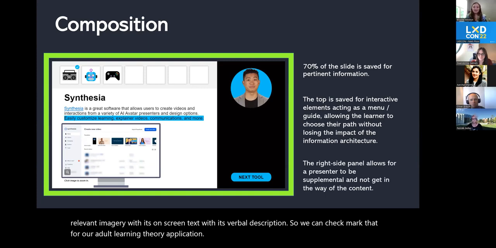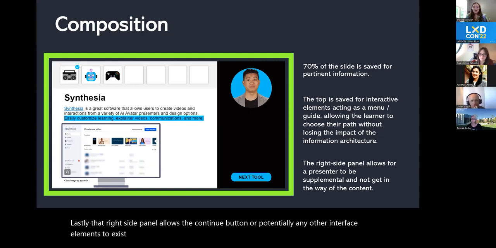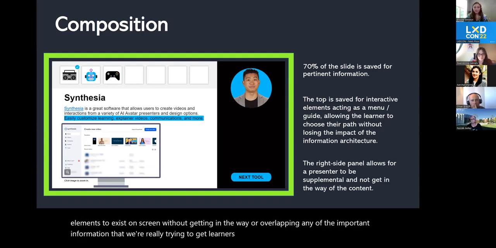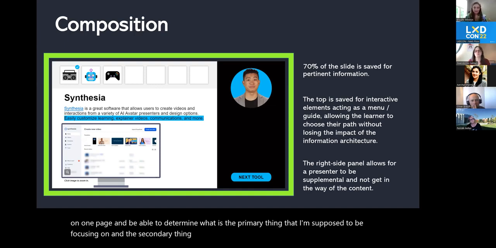Lastly, that right side panel allows the continue button or potentially any other interface elements to exist on screen without getting in the way or overlapping any of the important information that we're really trying to get learners to focus on. So you're able to get everything on one page and be able to determine what is the primary thing that I'm supposed to be focusing on and the secondary thing I'm supposed to be focusing on.